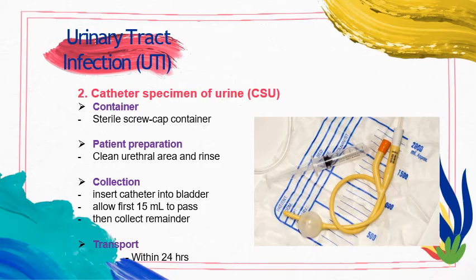Next is your catheter specimen of urine. The container used is the sterile screw cap container. The patient preparation is to clean the urethral area and rinse. Collection is to insert the catheter into the bladder, allow the first 15 ml to pass, then collect the remainder, also a midstream. And transport is 24 hours.